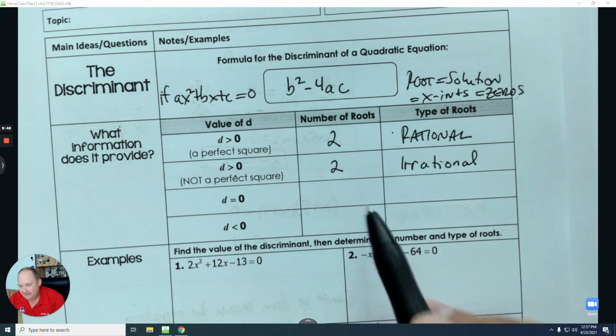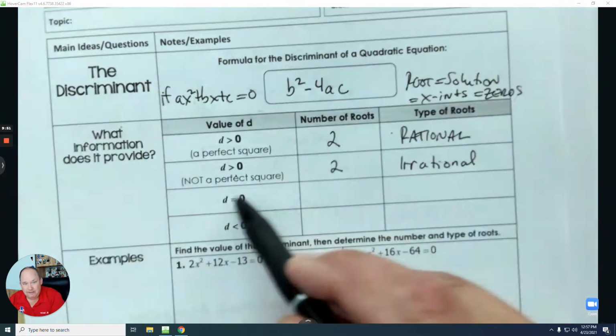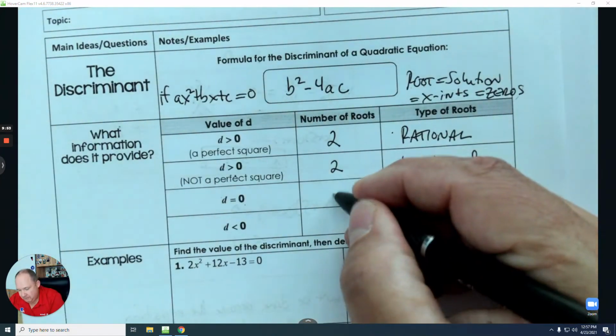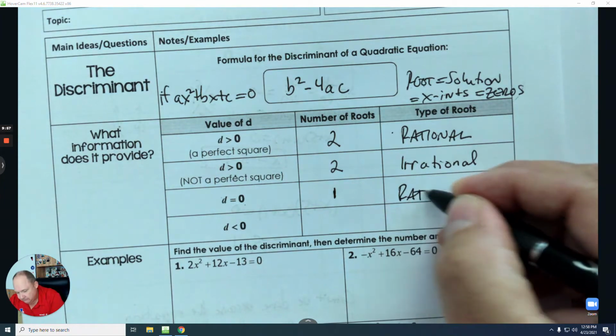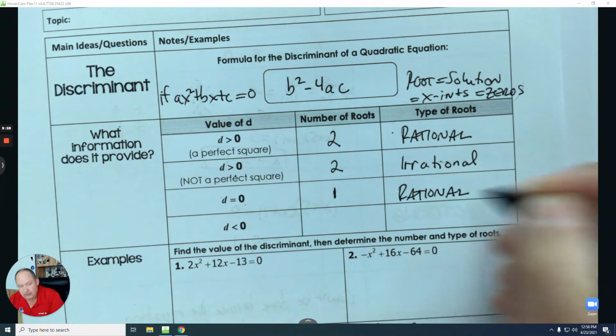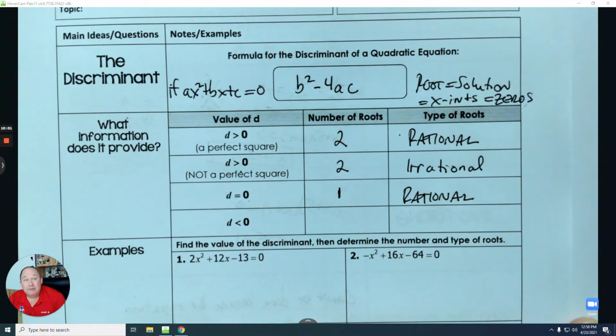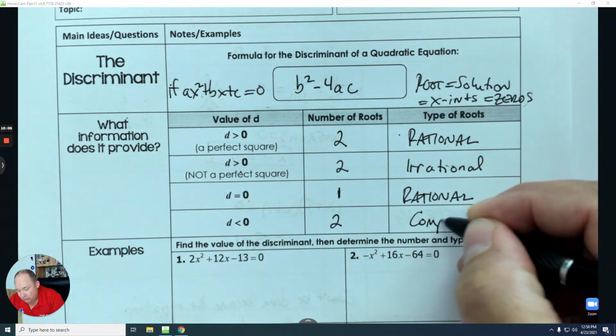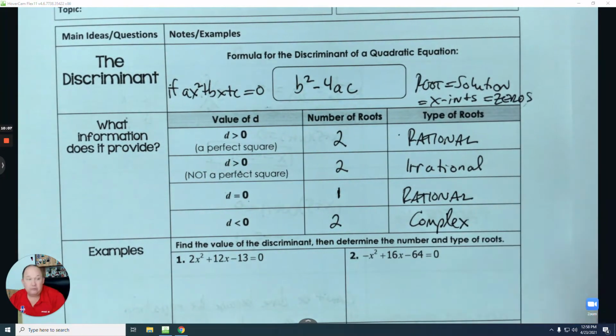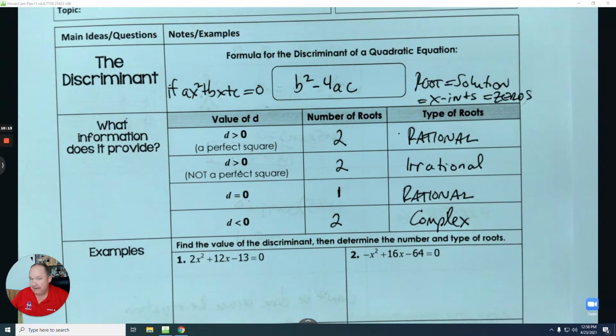All right. What happens if the discriminant is equal to 0? That means there's one root, and that one answer is rational. What happens if this is negative? You have two answers, but if you take the square root of a negative, now the solution is complex and requires i, the symbol for the square root of -1. It's now become that imaginary answer.